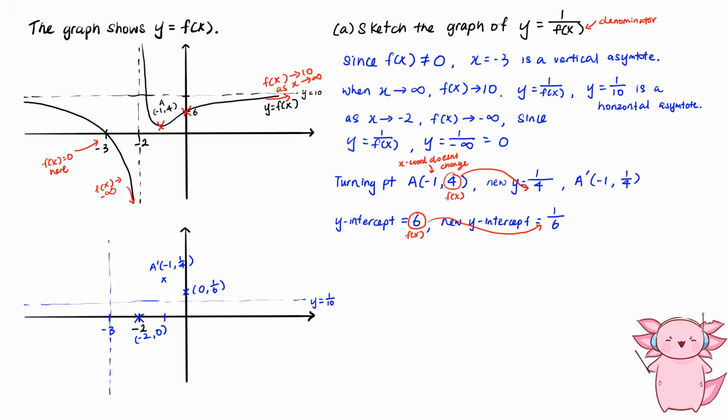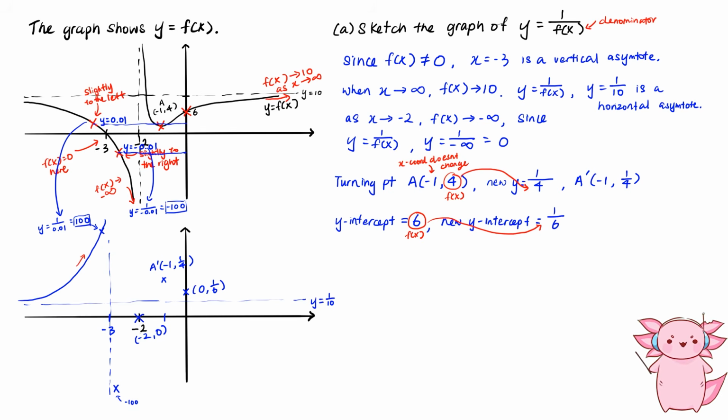The last step is to take a look at the x equals to negative 3 asymptote and take a look at a point slightly to the left and to the right. So to the left, let's say the y value is 0.01 and on the right is negative 0.01. For the left part, taking 1 over 0.01, we get positive 100, which corresponds to a point up here, and on the right, we take 1 over negative 0.01, which gives us negative 100.